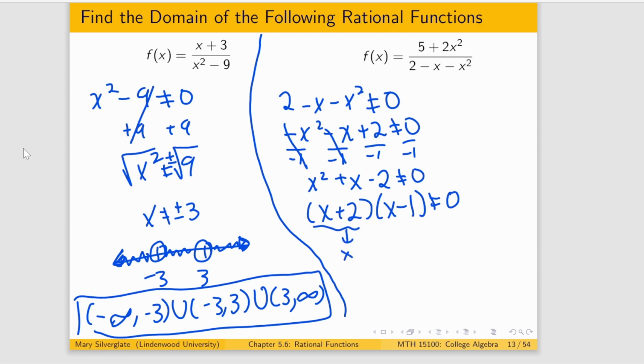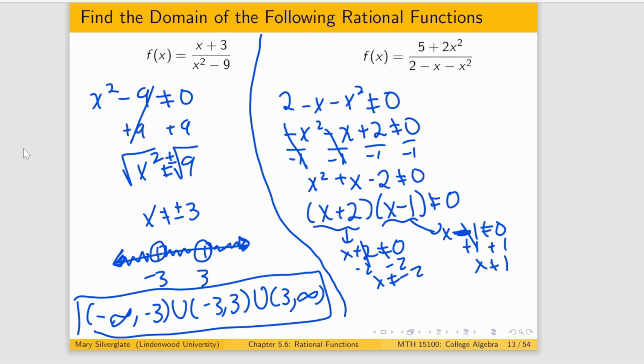Now I set up my two equations, so x plus 2 cannot be 0, and x minus 1 cannot be 0. Subtract 2 from both sides, x cannot be negative 2. Add 1 to both sides, x cannot be 1.